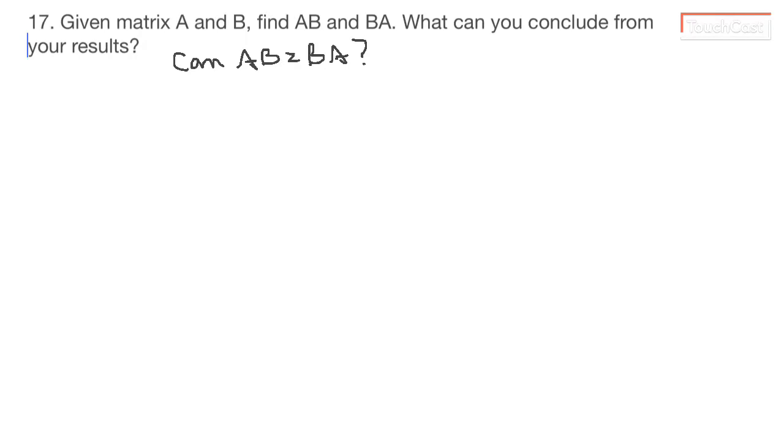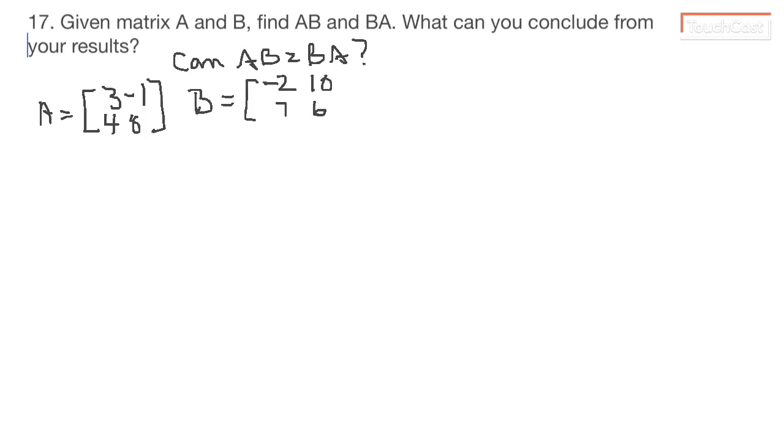So our matrices, A is going to be 3, negative 1, 4, 8, so a small square matrix, and B is going to be negative 2, 10, and 7, 6. So first let's do AB.